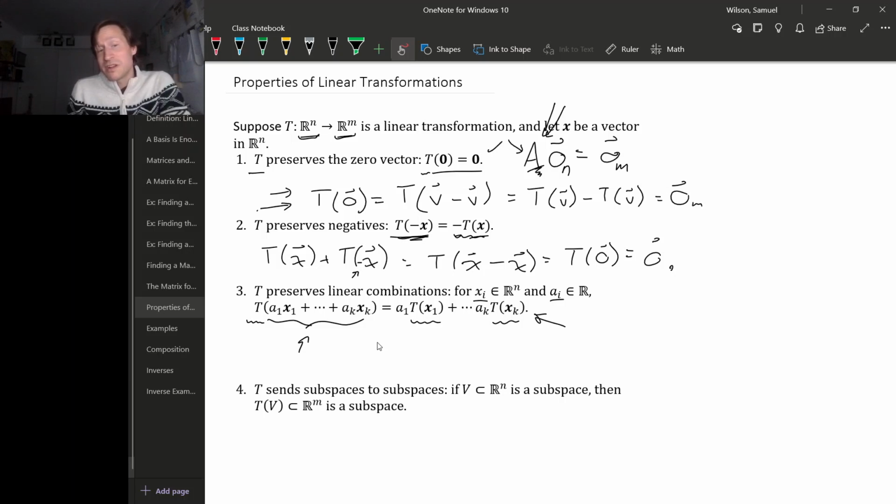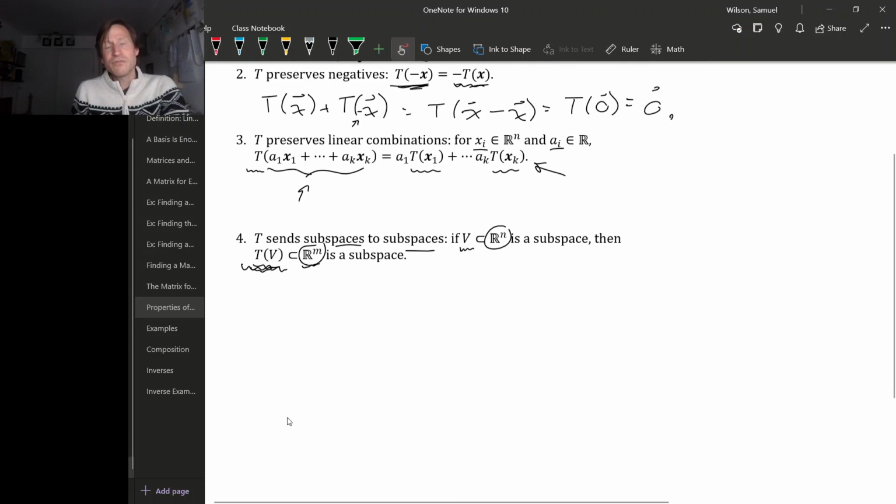One last good property of linear transformations is that linear transformations send subspaces to subspaces. If you have a subspace V in Rn, when you hit it with the transformation, it ends up being a subspace in the target space. It can't be the same subspace because n might be different than m. They might not even be the same dimension because your linear transformation might squash down V along some dimensions, but the result over here will always be a subspace. And that's pretty straightforward to show.